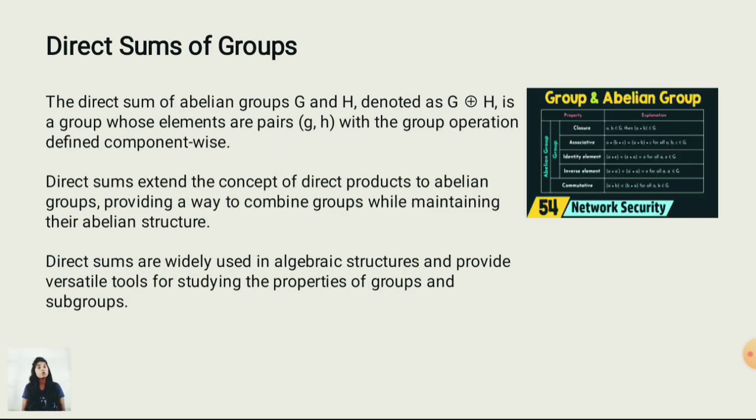Direct sums of groups. The direct sum of abelian groups G and H, denoted G ⊕ H, has as its elements the pairs (g, h), with the group operation defined component-wise. Direct sums extend the concept of direct products to abelian groups, providing a way to combine groups while maintaining their element structures. Direct sums are widely used in algebraic structures and provide versatile tools for studying the properties of groups and subgroups.